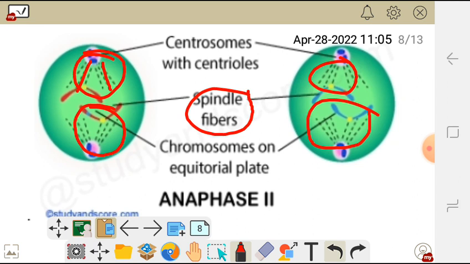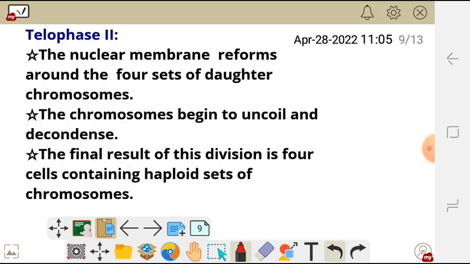Then the cell will proceed to Telophase 2. During Telophase 2, the nuclear membrane starts to reform. Here the chromosomes have been pulled to the opposite poles, and the nuclear membrane reforms around the 4 sets of daughter chromosomes. Then the chromosomes begin to uncoil and decondense. Remember, they were condensed, now they decondense and uncoil.